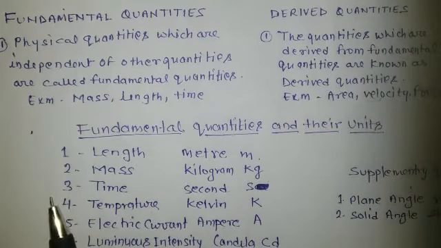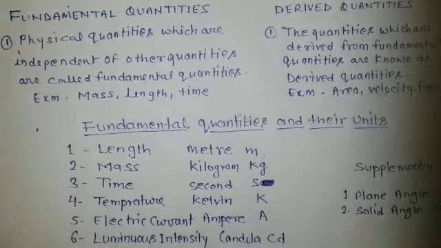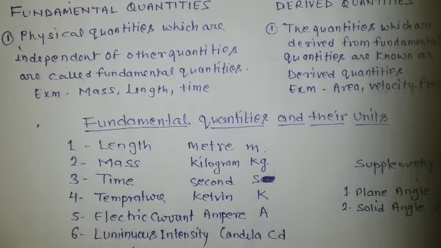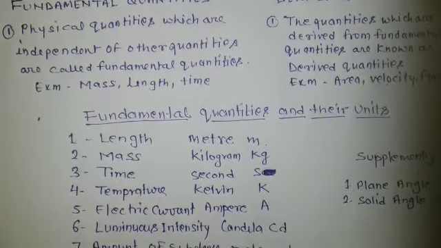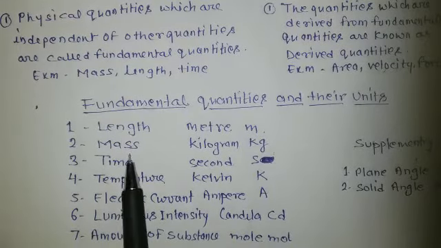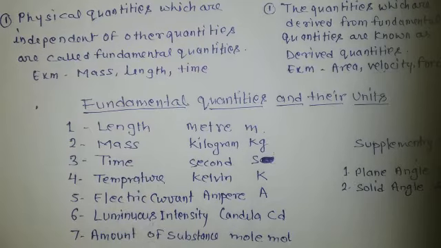Now in the SI system of units, we have 7 fundamental quantities, and by using these 7 fundamental quantities, any of the derived quantities can be expressed with the help of these fundamental quantities. These 7 fundamental quantities are length, mass, time, temperature, electric current, luminous intensity, and amount of substance.